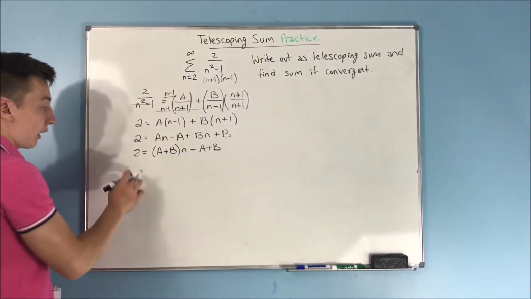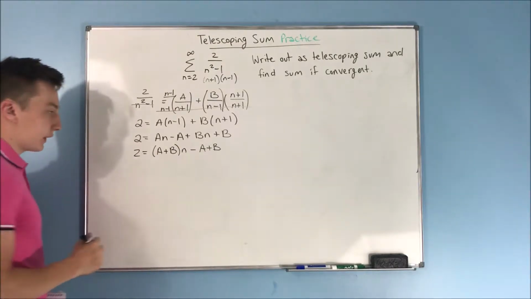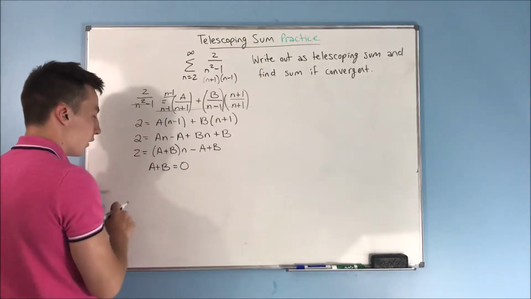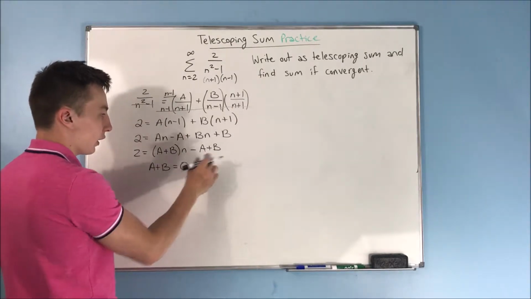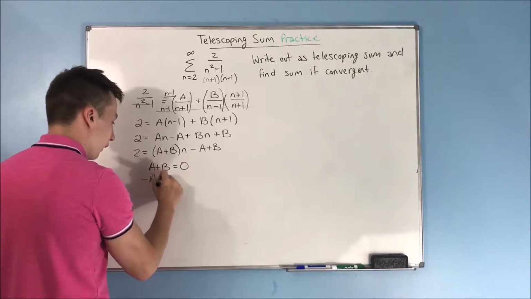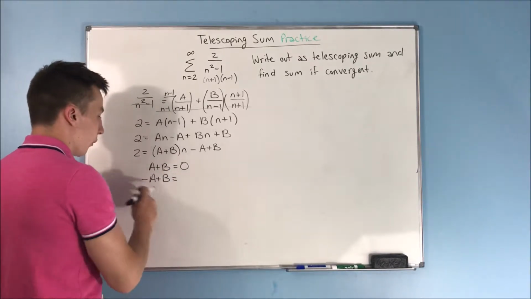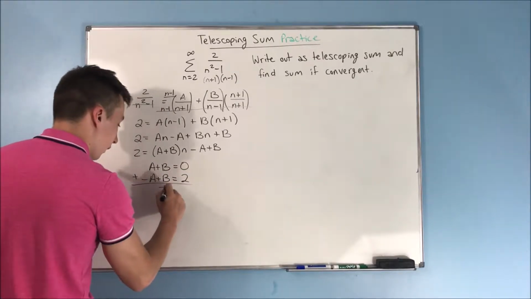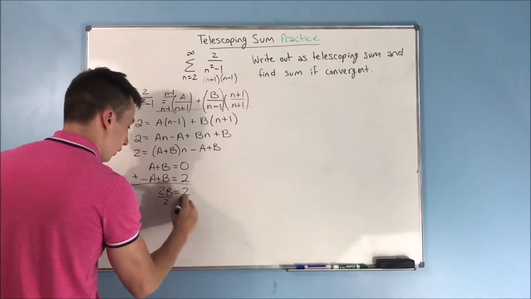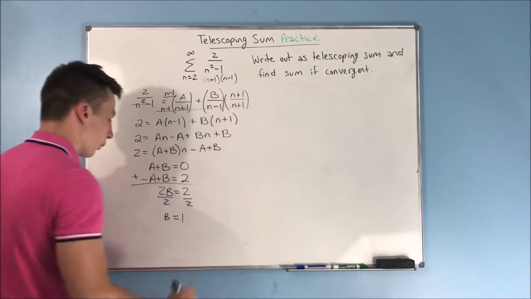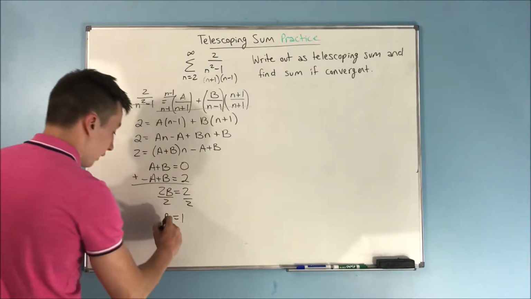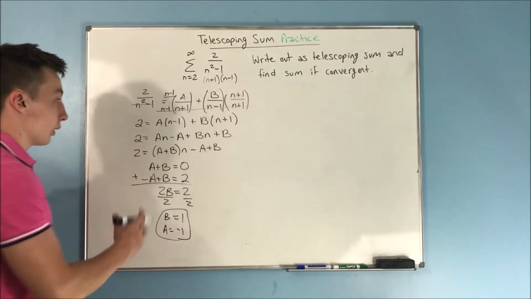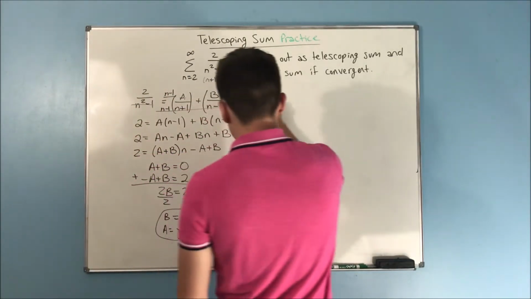From this, since there is no n term on the other side, A plus B must equal 0. Since there is a 2 on the other side, just that one constant term, and we have negative A plus B as our constant terms, we know that negative A plus B equals 2. We get 2B equals 2, divided by 2 on both sides. We get B equals 1, meaning that A would need to equal negative 1. And now we can write out our partial fractions up here at the top.